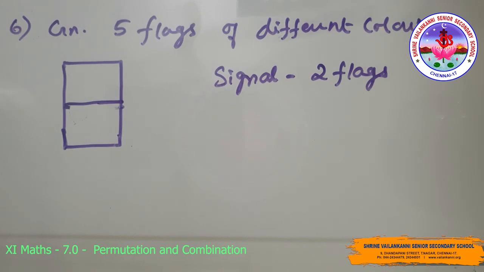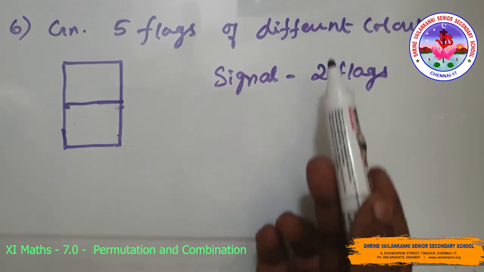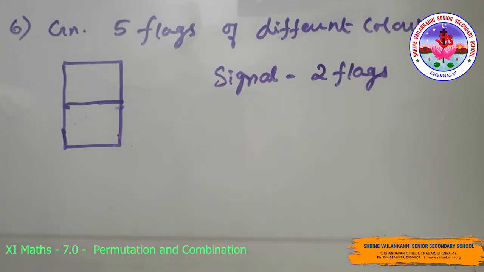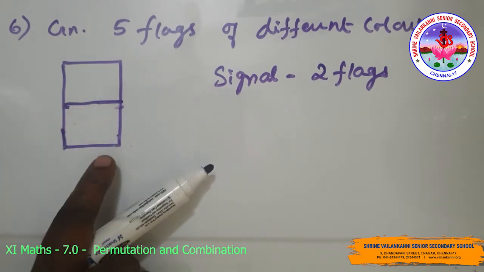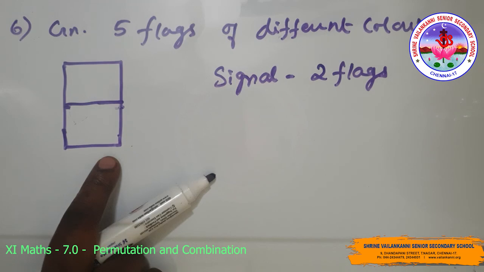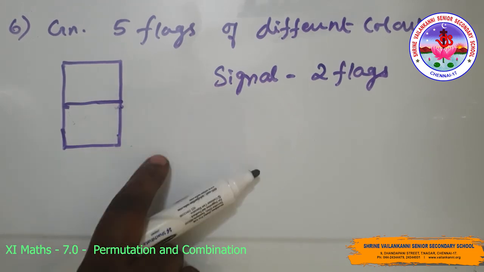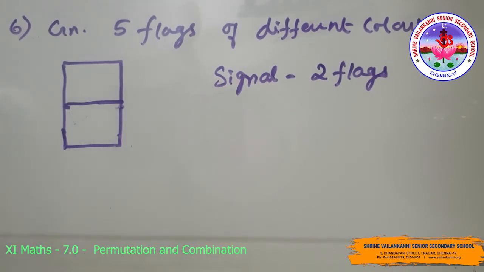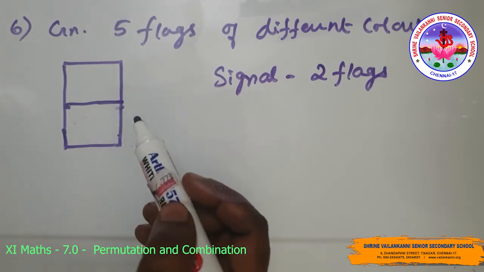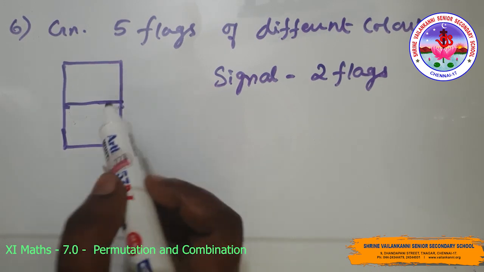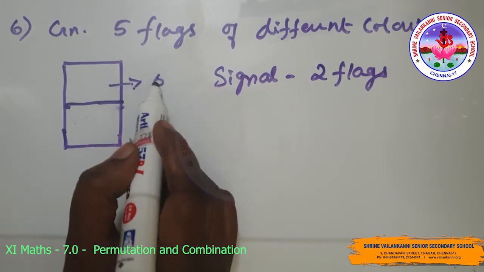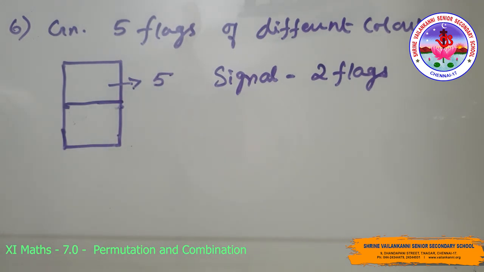Sixth question. Given 5 flags of different colors, how many different signals can be generated if each signal requires the use of 2 flags, one below the other? Each signal requires the use of 2 flags. There will be as many signals as there are ways of filling 2 vacant places. So the upper vacant place can be filled in 5 different ways, by any one of the 5 flags.